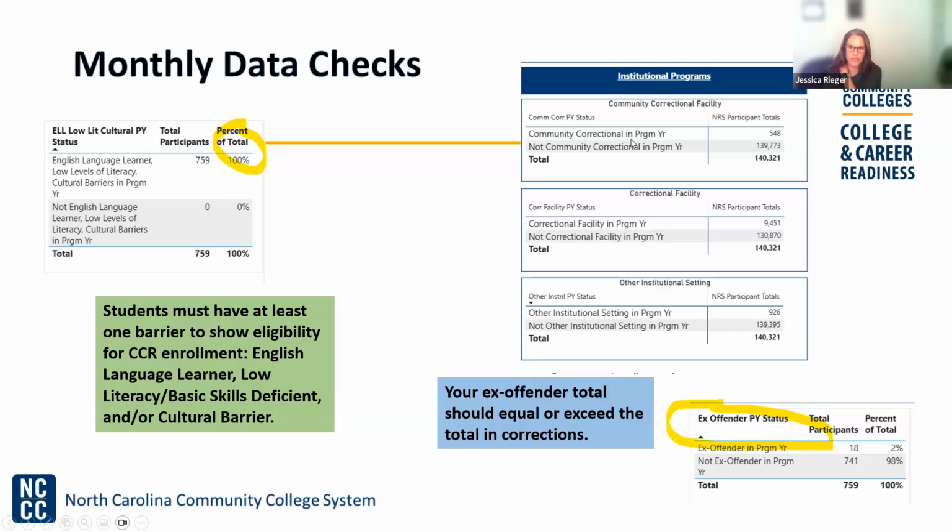So however many people you have listed to be in one of these institutional programs should match your ex-offenders in the program year. Now, depending on how you're coding other institutional setting, it may or may not be a correctional type facility. If it's not, exclude these students. But definitely 100%, if you have coded someone to be in community corrections or a correctional facility, add those two numbers together, and that should equal, but more than likely exceed, the number of ex-offenders that you currently have in the program here.